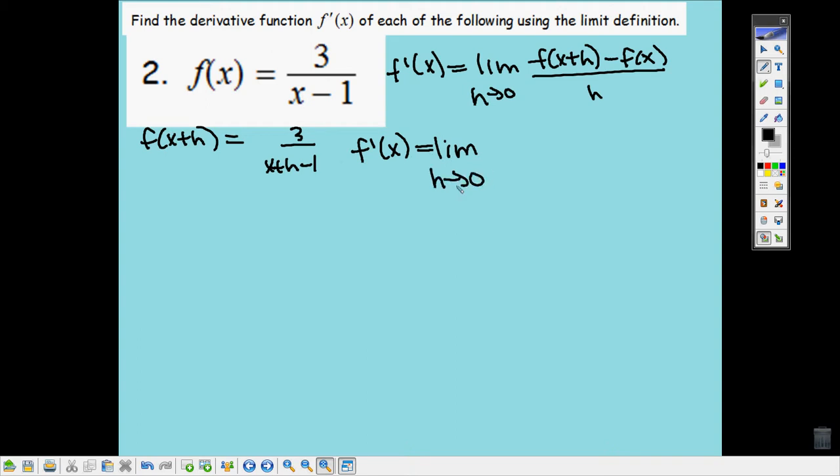So I have the limit as h approaches 0. F of x plus h is this nice little quantity, 3 over x plus h minus 1, minus, because that's what my formula is, the function 3 over x minus 1, all over h. Now we need to go through our list of how we evaluate these.